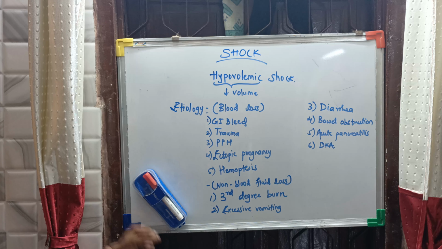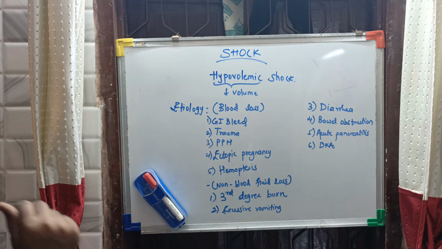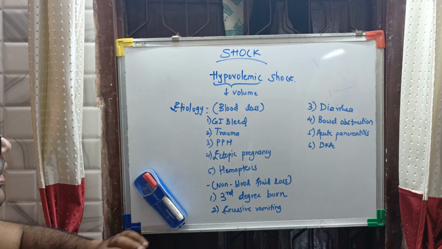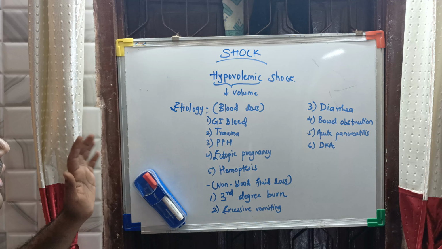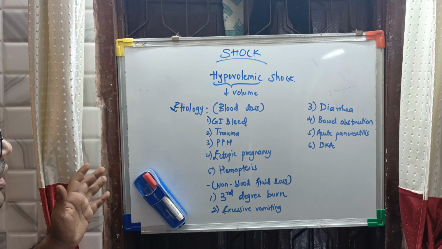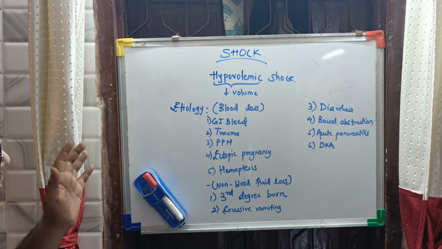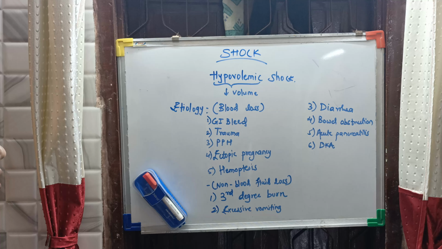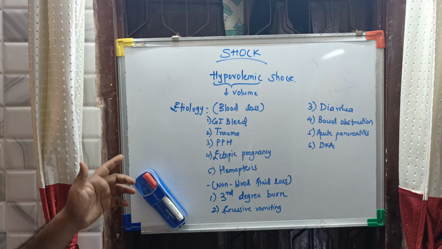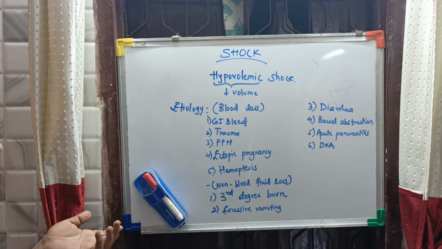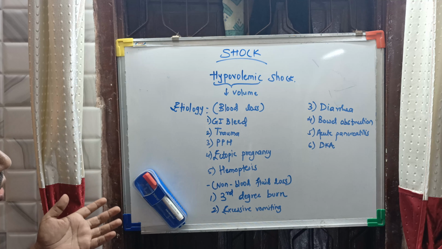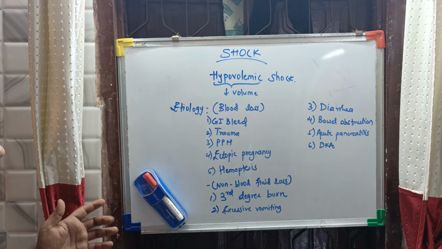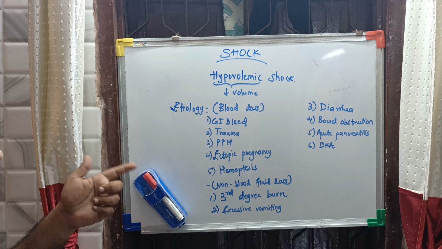The first is GI bleed. Any internal bleeding in the GI system may lead to hypovolemic shock. Trauma, if any accident happens, can lead to hypovolemic shock if more blood is lost in the accident. PPH, the postpartum hemorrhage, is the obstetric condition in which after the delivery there is a lot of blood loss. Then ectopic pregnancy.